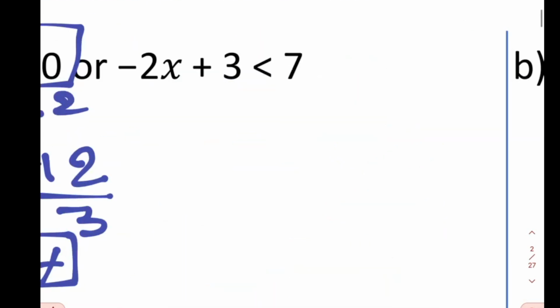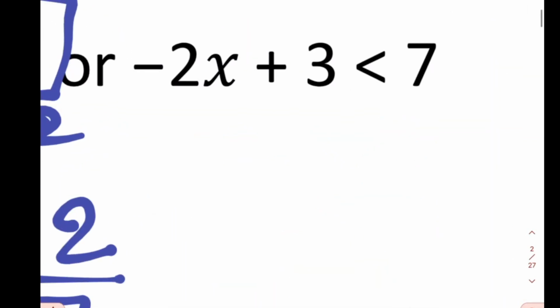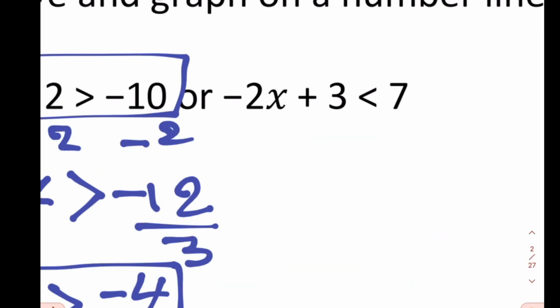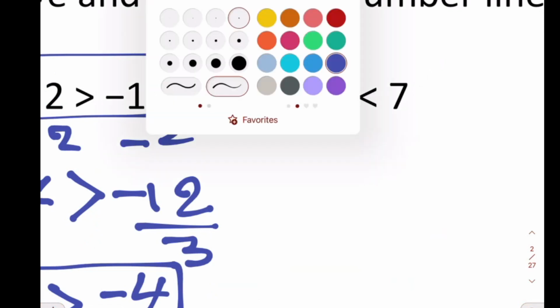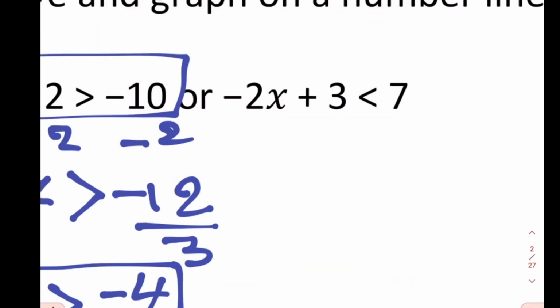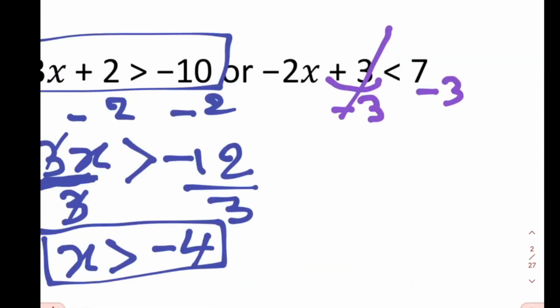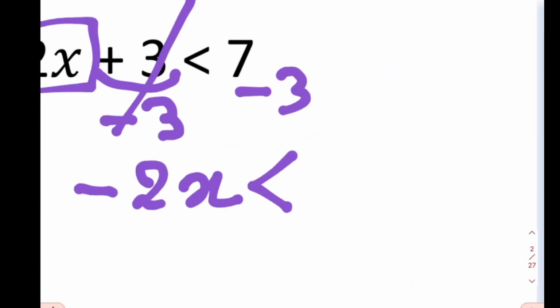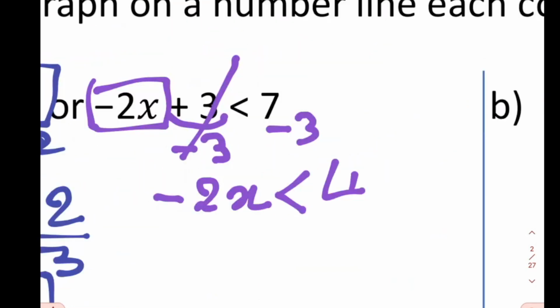Now you do the same for the second inequality. Let's change the color. Here we have plus 3. We do the opposite of add, which is subtract. So you subtract 3 from each side. This cancels, and you get negative 2x on its own. Negative 2x less than 7 minus 3, which is 4.